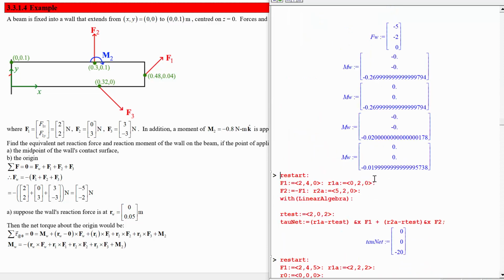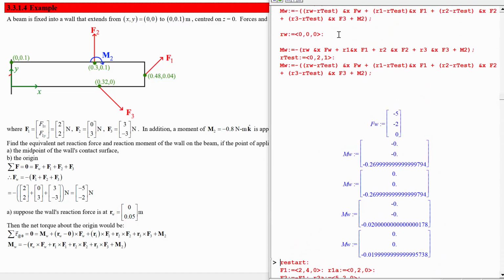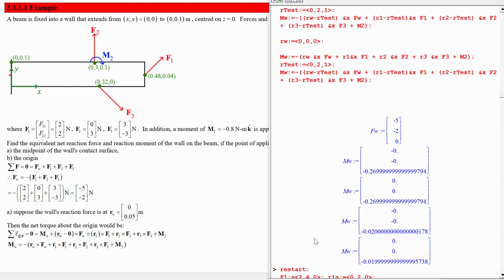Yeah, so we have less reaction moment there because we reduced the separation distance between the couple created by the wall's reaction force and the net force applied on this object. So quite a large effect of displacing the reaction force vertically a little bit on how much moment the wall needs to apply. That's because the reaction force has a big horizontal component.